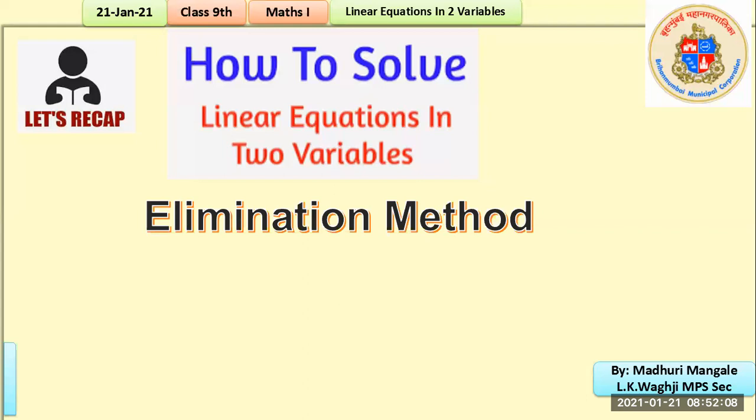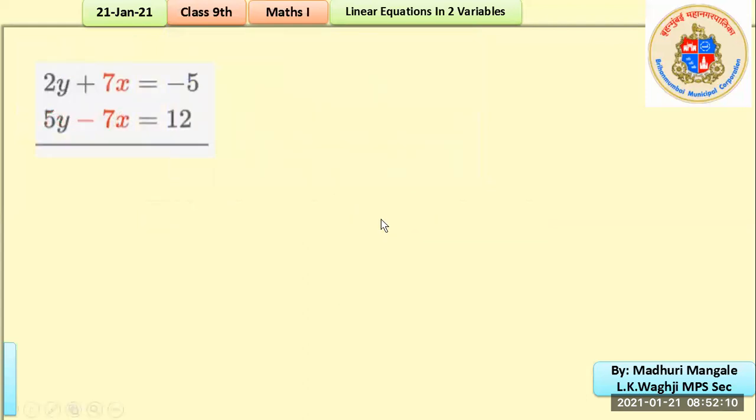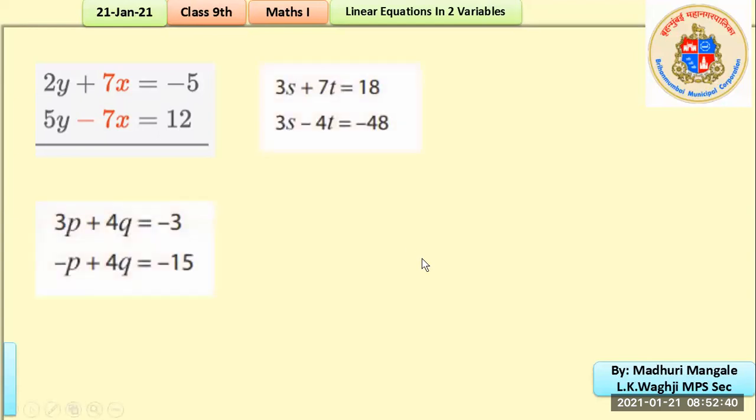Like we saw very simple examples in the last class where we just had to add or subtract the equations. Here you see the first one, the x terms are already the same, 7x and minus 7x. We just had to add these two equations so that the x variable gets eliminated, because 7x and minus 7x get crossed out to give 0, right? So we saw very simple examples.